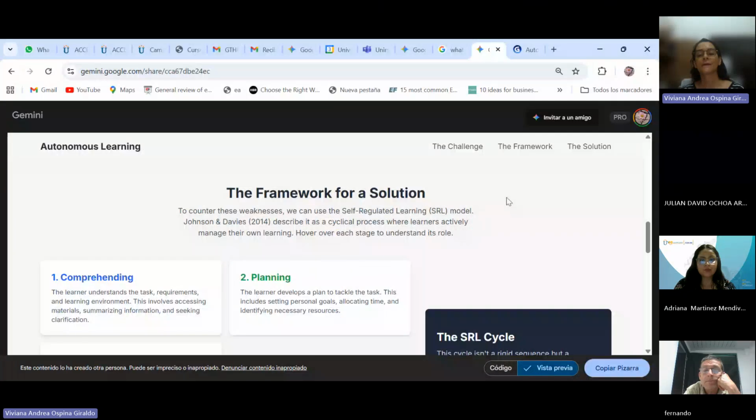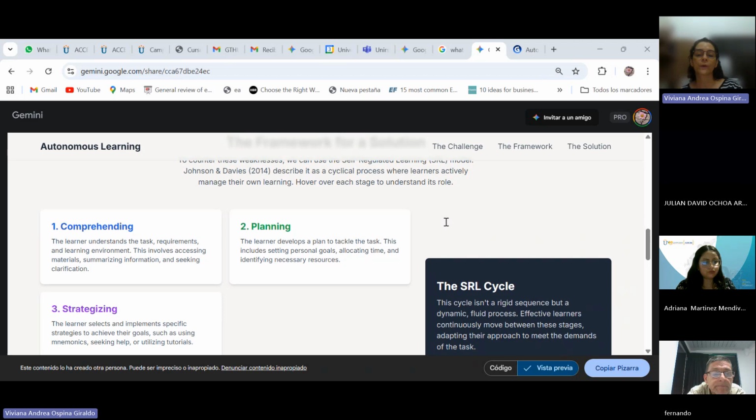All right, so here I have the framework for a solution. To counter these weaknesses that we were talking about, we can talk about self-regulated learning. This model that was given to us by Johnson and Davis in 2014 describes it as a cyclical process where the learners actively manage their own learning. They hover over each stage to understand its role. So which are these different stages? These stages are important to keep present because they will accompany us throughout the different units that we are going to continue working on.